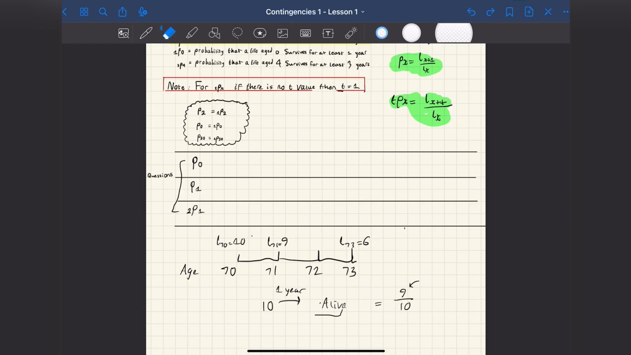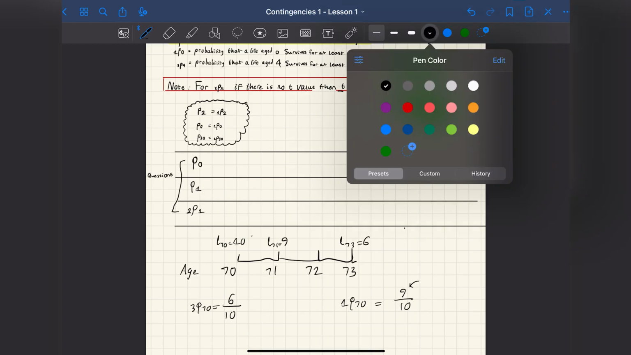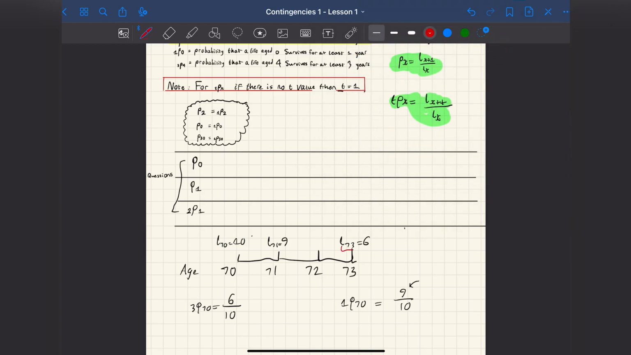So that's what 1p70 would be. It'd be 9 over 10. What would 3p70 be? It should be quite simple. It's 6 over 10. Why 6? Well, 3p70 is referring to the probability that a 70-year-old survives for at least 3 years. So we take the count at this point and then we divide it by the count at this point.